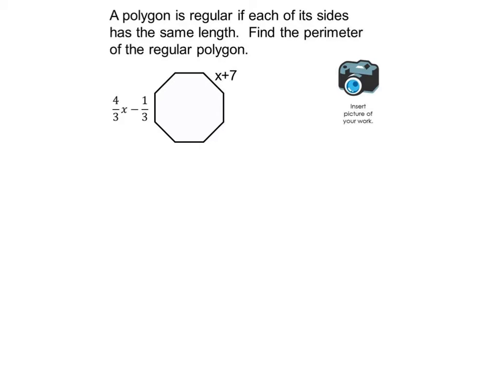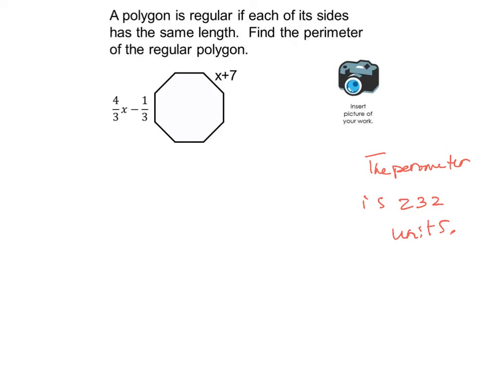Hit pause and see if you can get it right. Hit play when you're done. Okay, so you must have hit play. The answer is the perimeter is 232 units. If you got that right, you can move on.